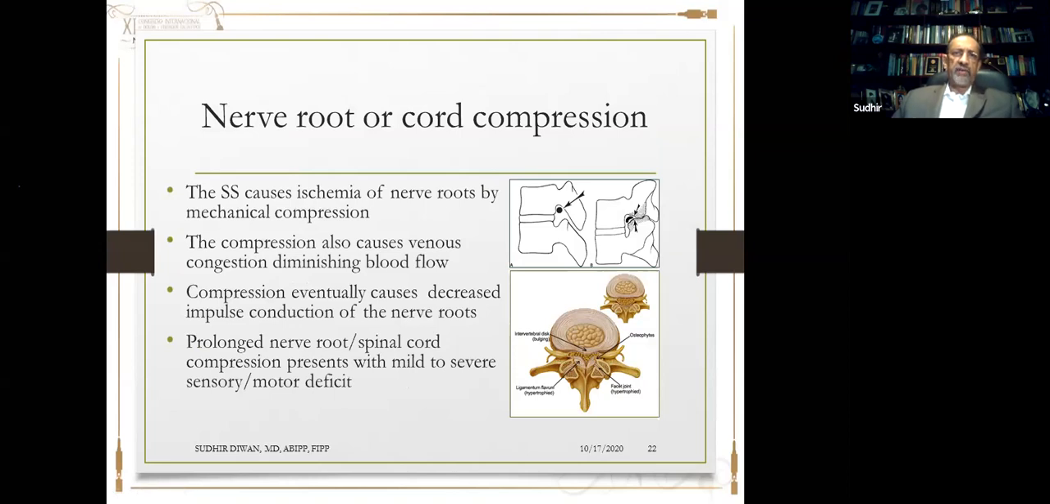So, what causes the root or cord compression? Spinal stenosis causes ischemia of the nerve root by mechanical compression, that we know. The mechanism involves a couple of factors. One is that when you stand, there is venous congestion, and that diminishes the blood flow. Second, the compression eventually causes decreased impulse conduction, and you get the neurogenic pain. Prolonged nerve root or spinal cord compression will give you motor deficit or sensory deficit.